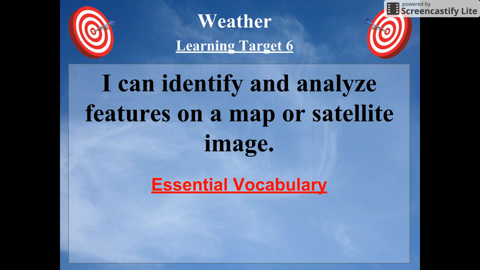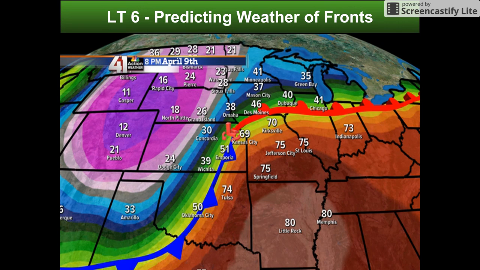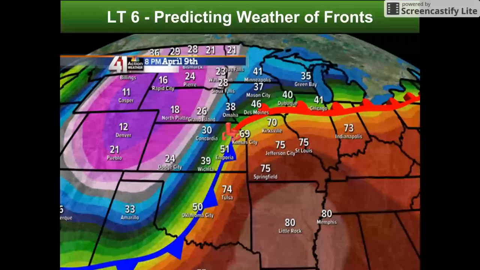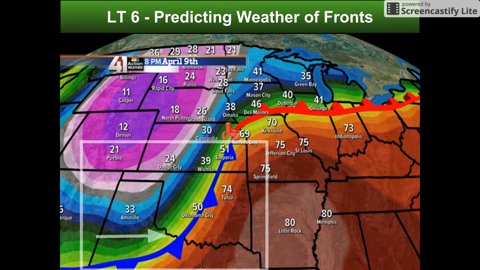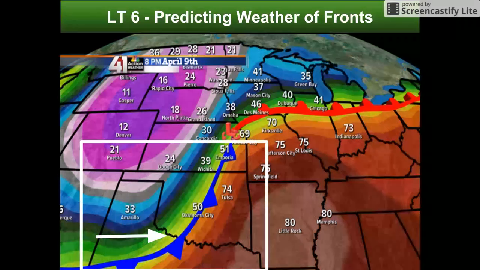Learning target number 6 for weather is I can identify and analyze features on a map or satellite image. Learning target number 6 has to do with predicting weather with cold fronts and warm fronts. Now let's look at the map and apply what we've learned. We'll look at cold fronts first. A cold front is moving from west to east.